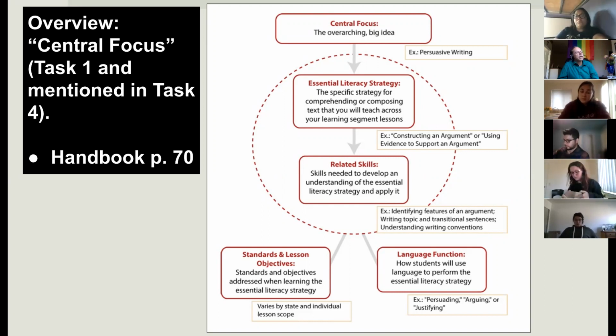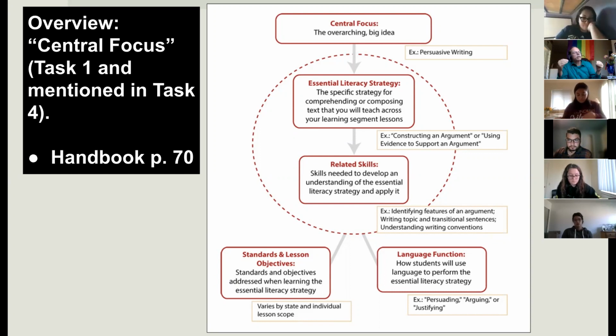And you can see in this example, they're saying, for example, it might be persuasive writing. What's the essential literacy strategy that you're going to use? Are you going to focus on comprehending or composing? And think about how you will teach those things. So in this case, they give the example of constructing an argument or using evidence to support an argument. Then you talk about the related skills and how they're related to the standards and lesson objectives and the language functions. So that's the overall piece.